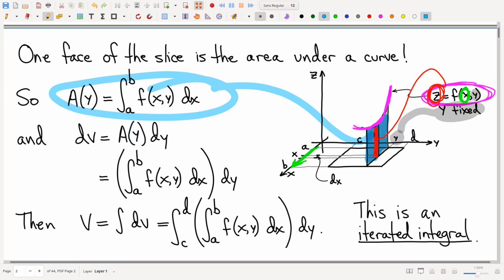How are we doing? We okay with that? Now this creeps a lot of students out, including myself when I was young. I look at this and I say, well, this is an integral dx. Okay, that's cool. I know how to do integrals of f of x dx. There's a bunch of formulas and stuff. What do I do with this y? What is an integral of y dx?